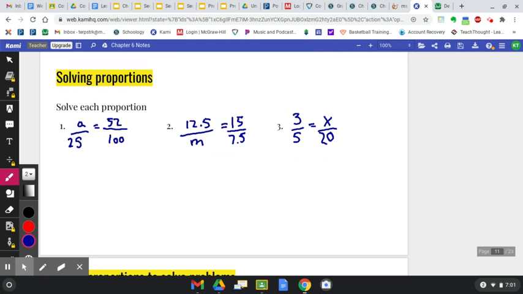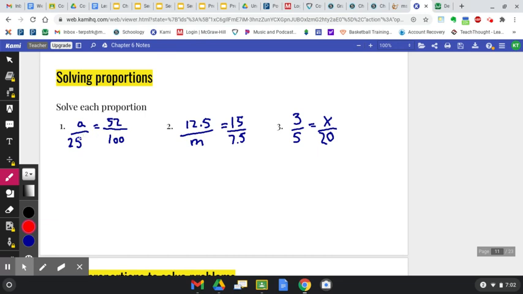Now, here's where we need that concept of cross multiplying: to solve for a missing variable, right? So if I look here, I can see this ratio right here, 52/100, 52 out of 100. I know that that's a little over half. And if I think about half of 25 is 12.5, I should know that my value should be a little bit more than 12.5.